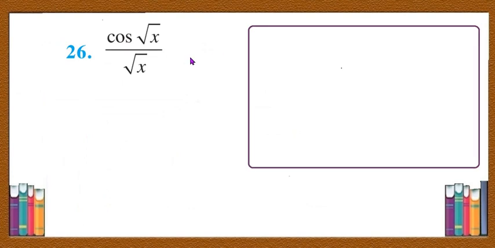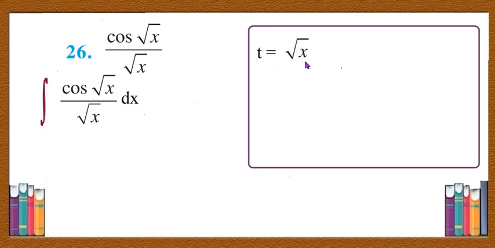Next question, you have to evaluate the integral of cos root x divided by root x dx. And you know that derivative of root x is 1 by 2 root x. And that's why the suitable substitution is t is equal to root x. If you make the substitution here, dt by dx equals 1 by 2 root x, and dx by root x is equal to 2 dt.